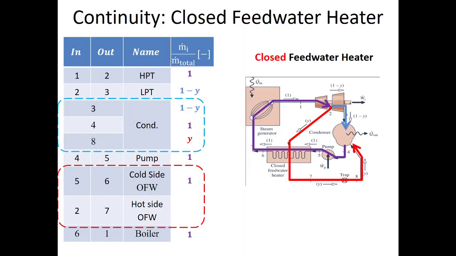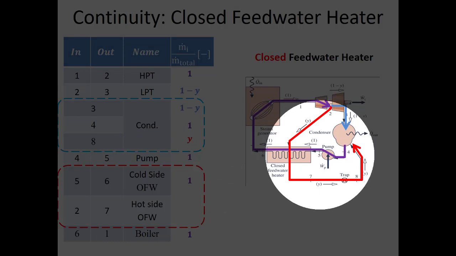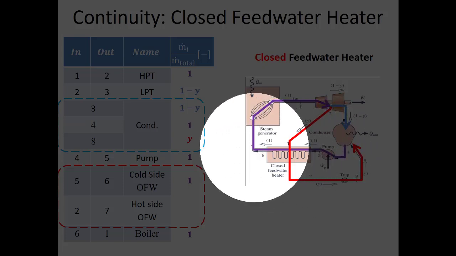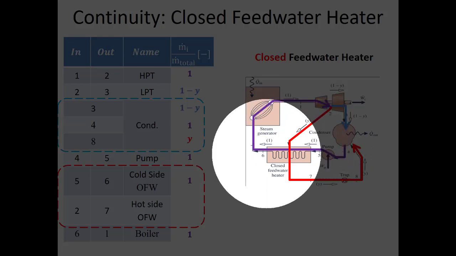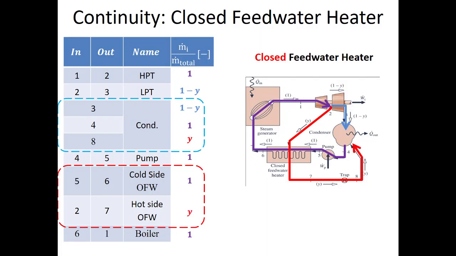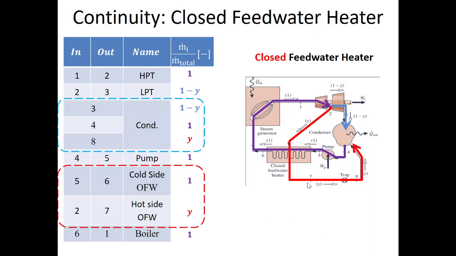On the cold side of the closed feed water heater, this should say closed feed water heater instead of open feed water heater, right? So here on the cold side, this is the fluid that's being heated up. It goes from state 5 to state 6. It increases its enthalpy, but that's the whole mass flow rate here. And then on the hot side, that's my red line. So here, state 2 and state 7 will get Y times m dot.